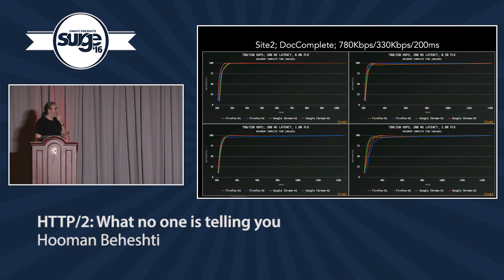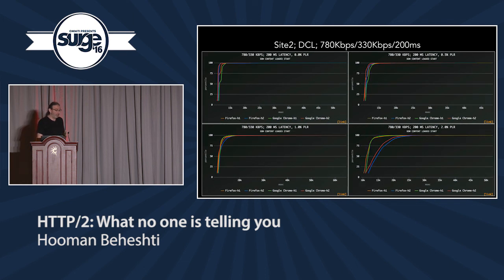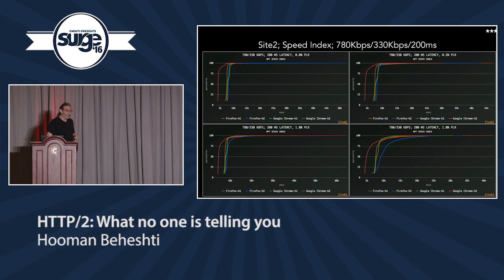Here's 3G. This is .complete, DOM content loaded, and finally, speed index. And again, in this case, you can see H2, that red line, which is Chrome with H2, holds up across all 4 profiles. So this is a case where H2 holds up fine. Probably an artifact of the way the resources are ordered or being rendered by the browser.